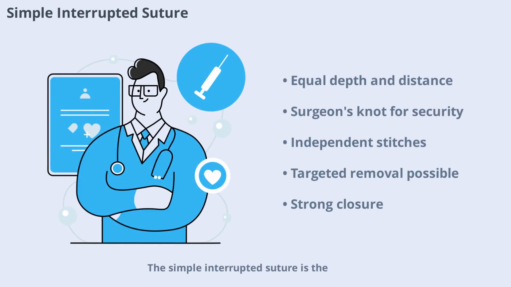The simple interrupted suture is the most commonly used technique in clinical practice. This method involves passing the needle through both wound edges at equal depth and distance, typically 3 to 4 millimeters from the wound margin. Each stitch is tied individually with a surgeon's knot, allowing for precise control of wound eversion and tension. Sutures are spaced 6 to 8 millimeters apart to distribute tension evenly. One major advantage is that if a suture loosens or becomes infected, the others remain intact, enabling targeted removal. This technique is ideal for wounds requiring strong closure and flexibility.